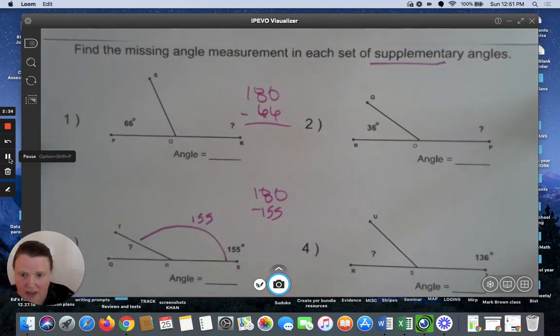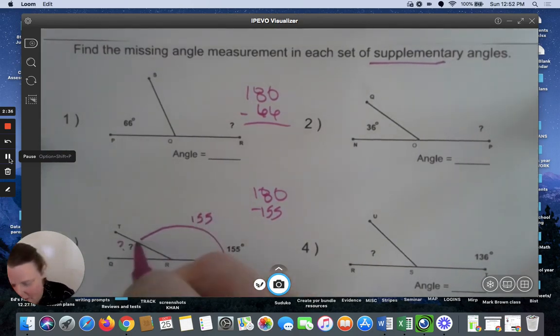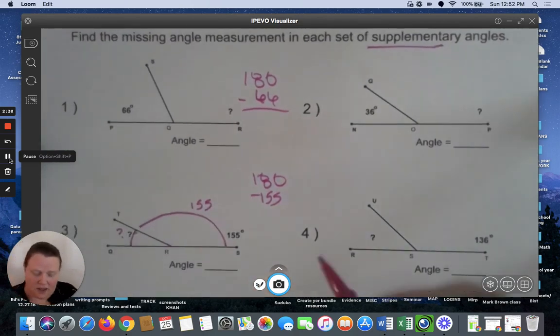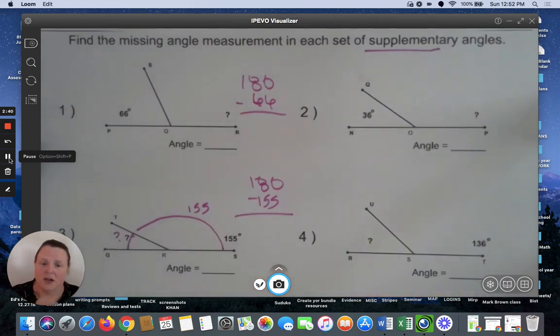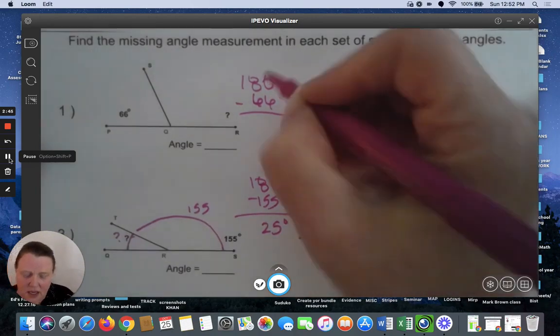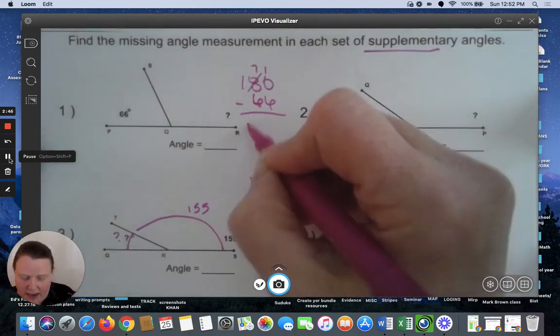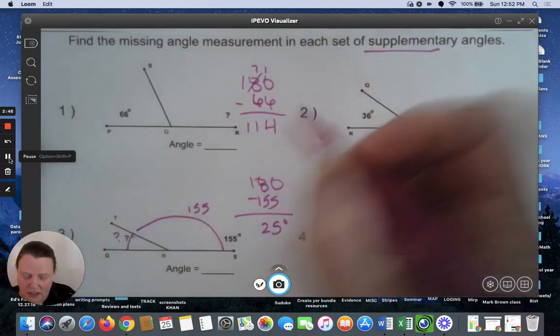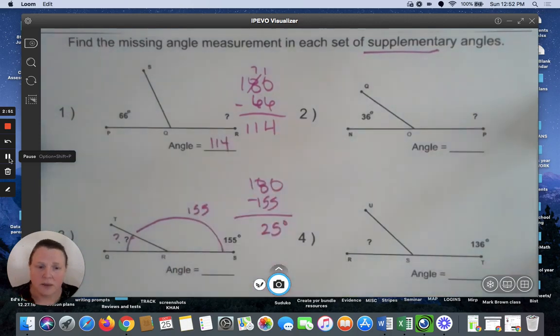And then what is this little tiny piece over here? That should be the answer we get when we subtract 180 minus 155. So that would end up giving me 25 degrees. And up here, if I was going to work it out, I would end up with 114 degrees. And if you would like to try a couple of them right over here, I'm going to pause the movie again, and you can try those.